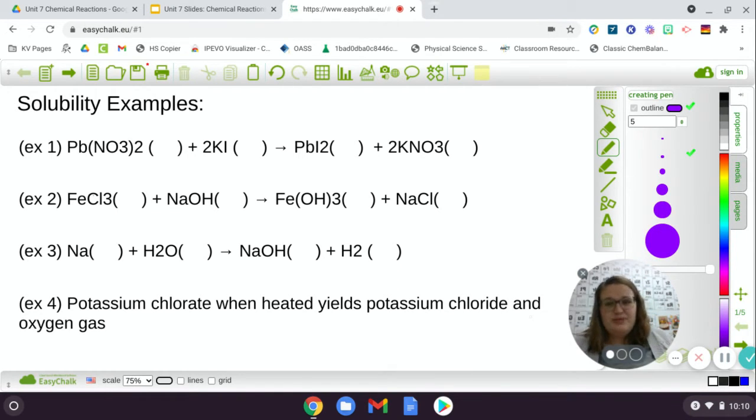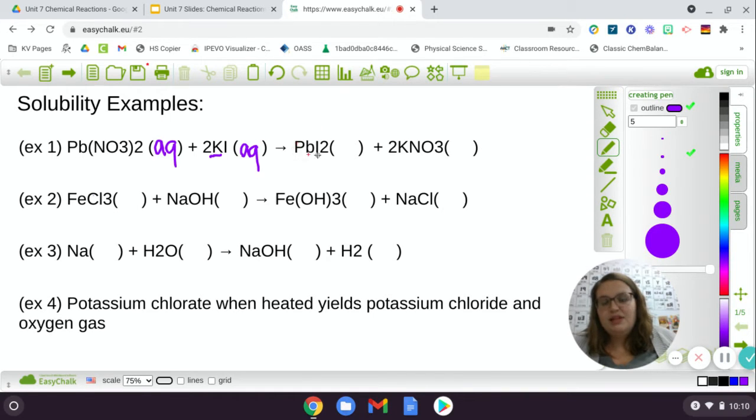So we're going to go through and do some examples. We'll do some where we write out the problems. We'll do some where we predict the problems. But first, let's just go through and do these. So the first one says, I have lead 2 nitrate. I just got done telling you that nitrates are generally aqueous. Reacts with potassium iodide. Potassium is a group 1 metal, so that's going to be aqueous.